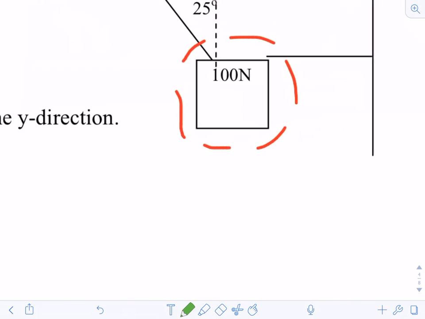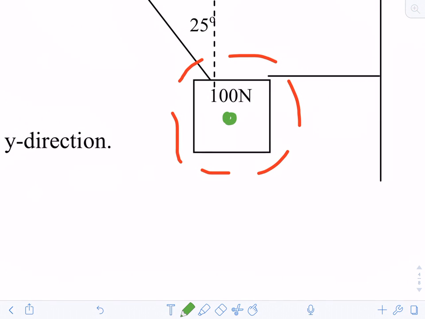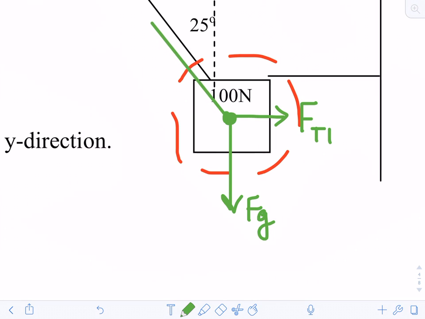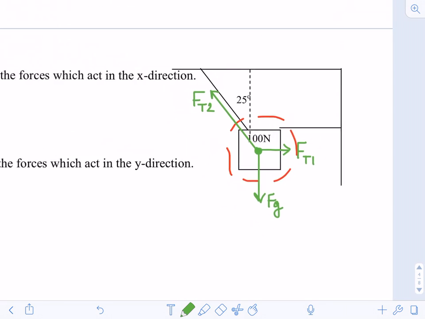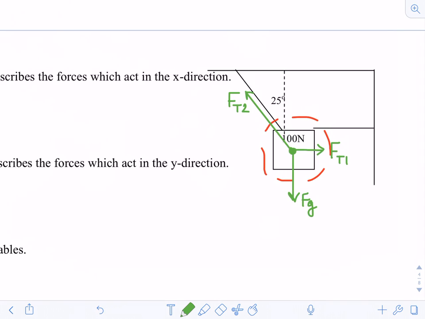So since we're interested in this mass, we're going to draw the force diagram for this mass. And this mass has a force of gravity pulling down on it. We've got tension in cable 1, which is pulling us to the right. And then we've got the tension in cable 2, which is going to be pulling us up and to the left. Now remember, the thing about cables is that they can only pull in the direction that they are pointed. So our first cable has to go straight to the right, our second cable has to go up and to the left in the same direction as the cable.